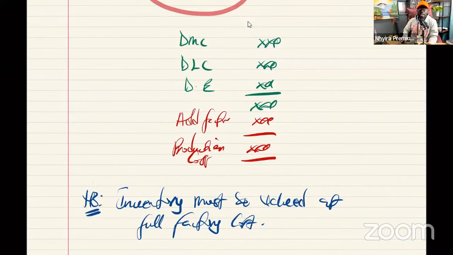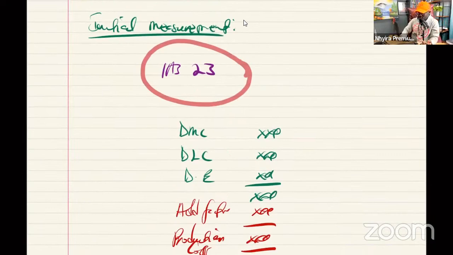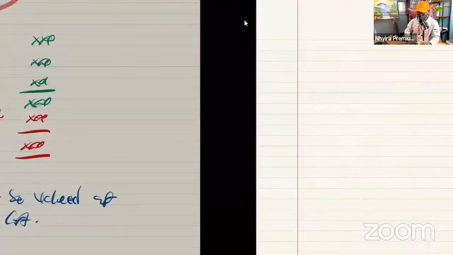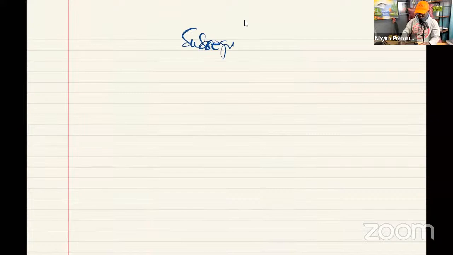But sometimes, after we initially measure the assets and get the initial measurements like this, we need to look at the subsequent measurement of the inventory. And this is where the journey gets interesting. So, subsequent measurements.